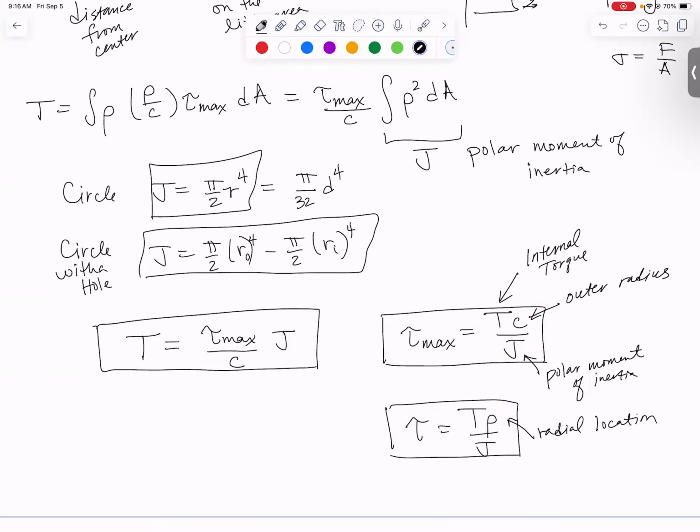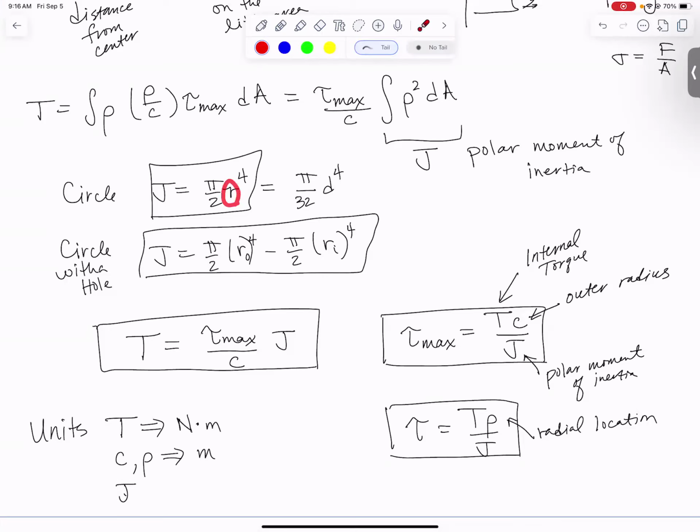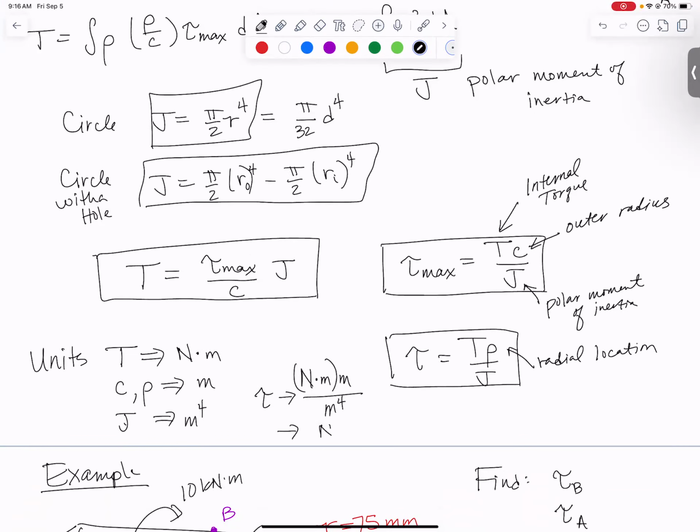Let's talk units for just a second. Torque has units like newtons times meters, or pounds times feet, or pounds times inches. c or rho have units like meters. And what should J have? It's pi over 2 r to the fourth. Remember how moments of inertia have units like meters to the fourth? So tau is going to have units of torque, newton meters, times a radius, in meters, divided by meters to the fourth. Guess what that simplifies to? Newtons per square meter, or pascals. So our units are good.